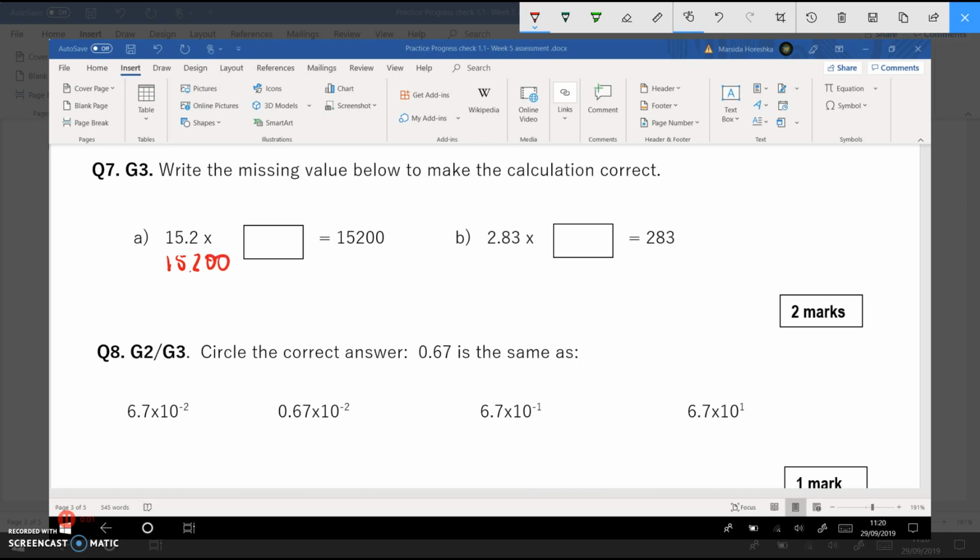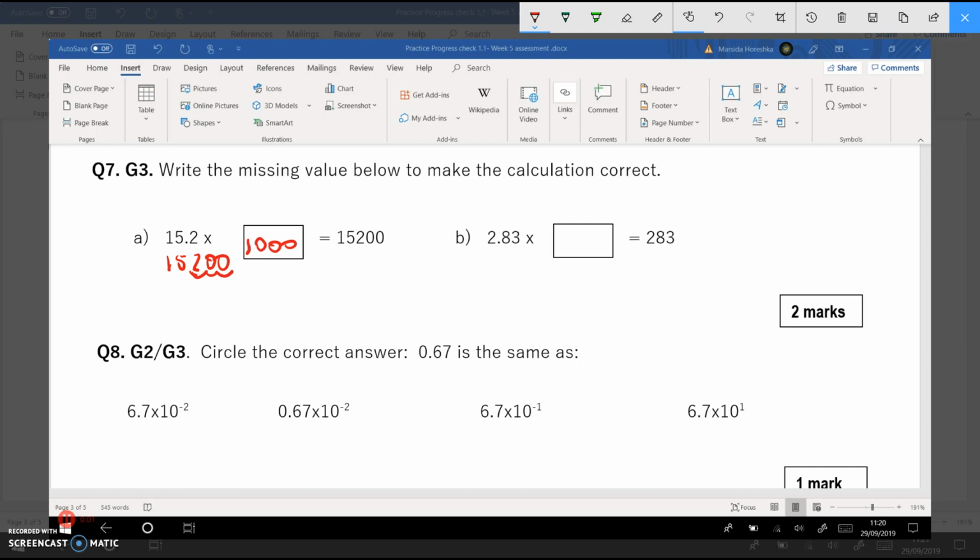So from this place here, the decimal point has gone to the right 1, 2, 3 places. So 1, 2, 3 zeros. So 15.2 is multiplied by 1,000 to give us 15,200.